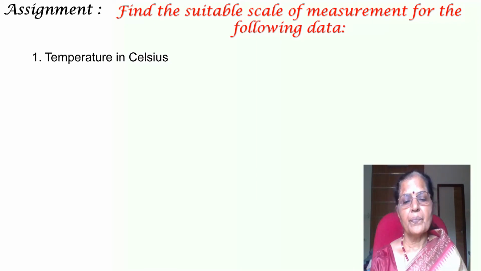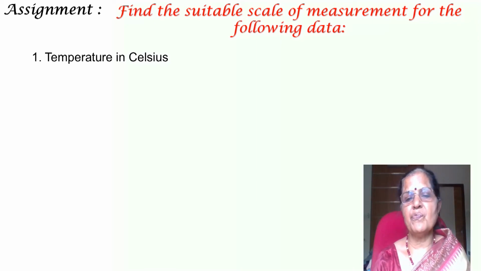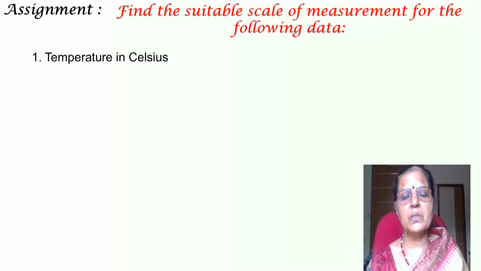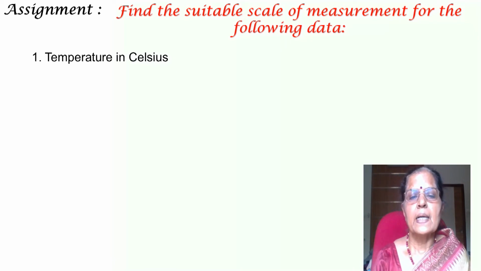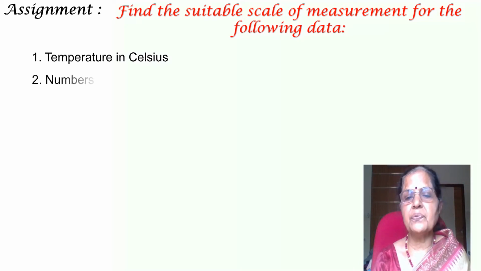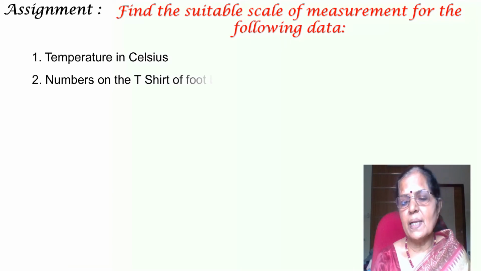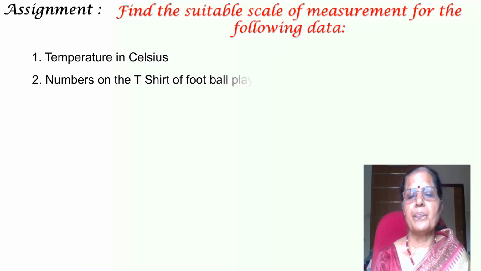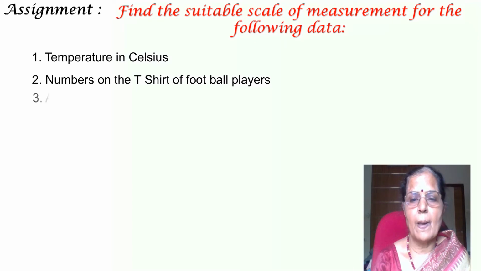Question number 2. Numbers on the t-shirt of the football players. You notice some numbers on the back side of the t-shirts of the football players, isn't it? So what scale are they in? See, the numbers on the t-shirt of the players is meant only for identifying the players. You cannot arrange them in any order. It makes no sense, isn't it? So it is nominal, just for namesake, identification purpose. So numbers on the t-shirt of the football player is in nominal scale.